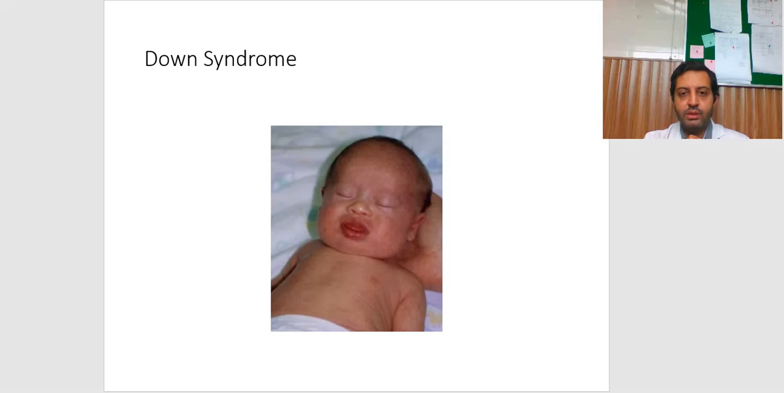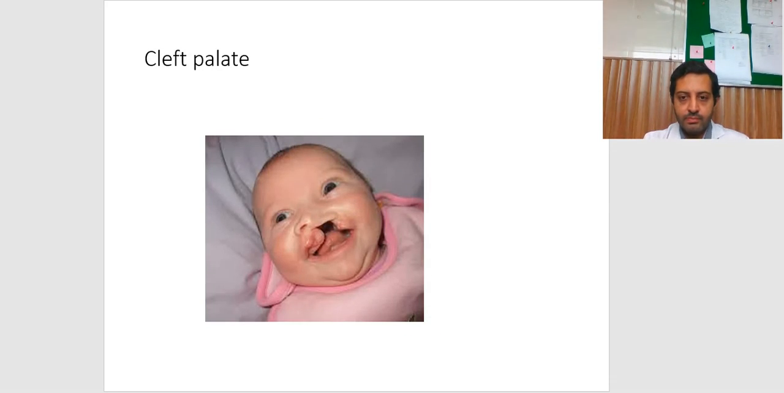Another common example of congenital problem syndrome that is called Down syndrome. Here you can see the newborn with prominent medial epicanthal folds, prominent and protuberant tongue. So this is a newborn with Down syndrome. Another example of congenital malformation in the form of cleft lip and cleft palate is visible in this picture.